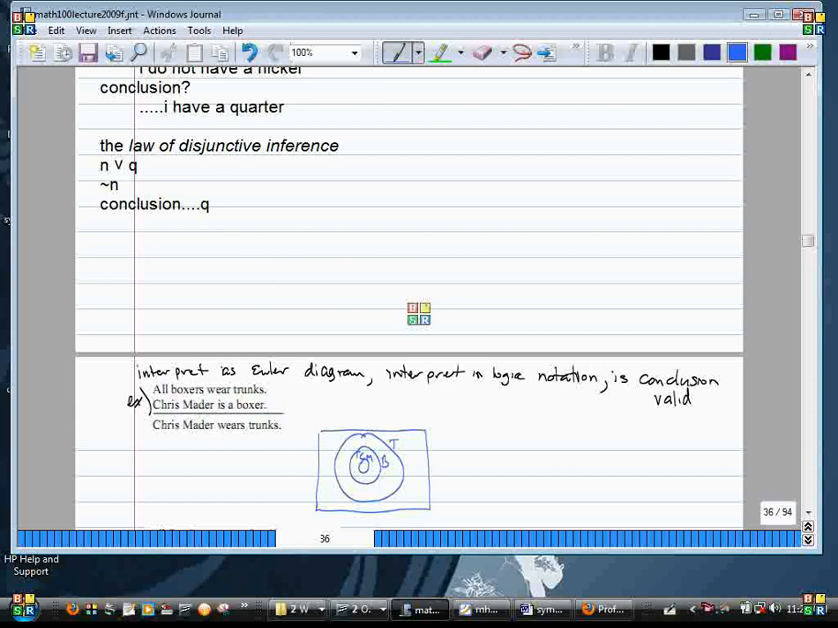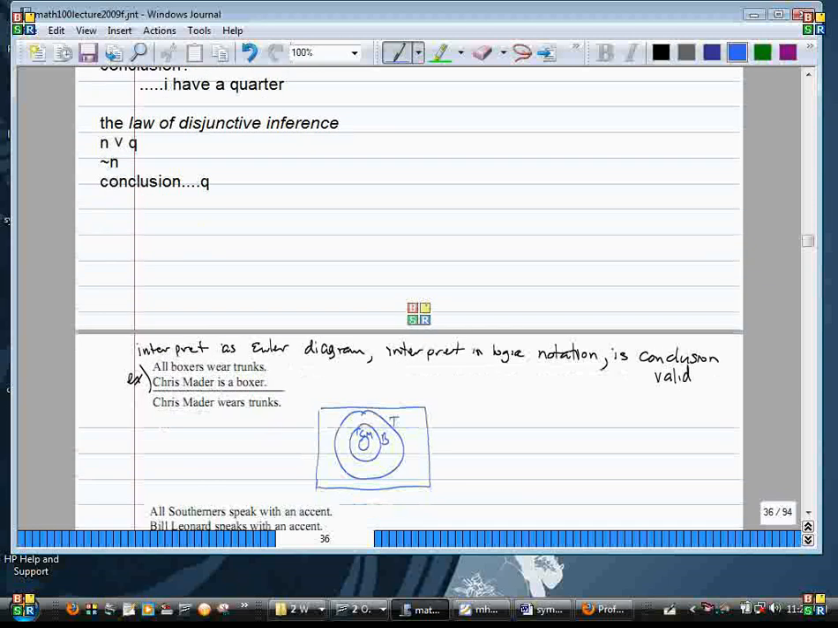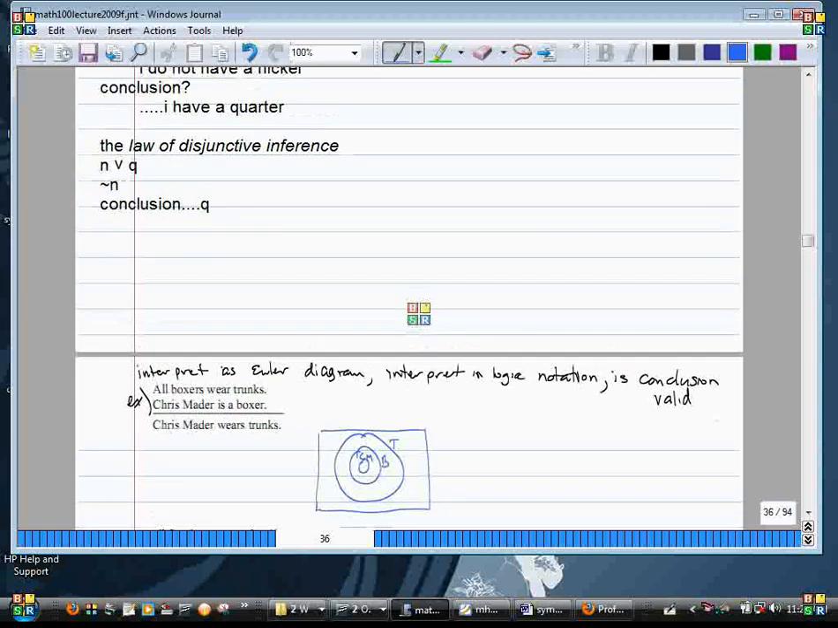And so from this you can see that Chris Mader definitely wears trunks. Okay. Now how would we write this in logic notation? The entire thing. All boxers wear trunks. How could you write that in logic notation? If B, then T.